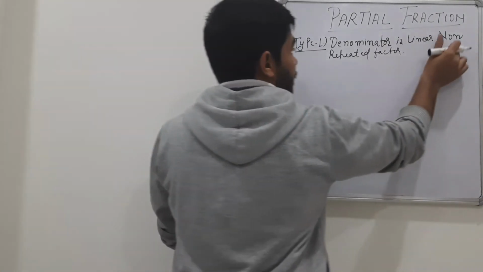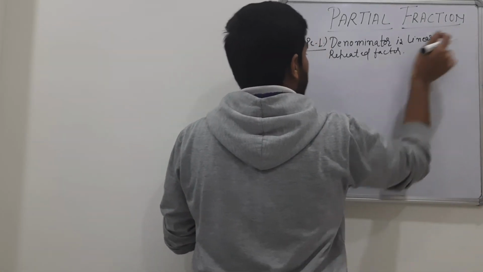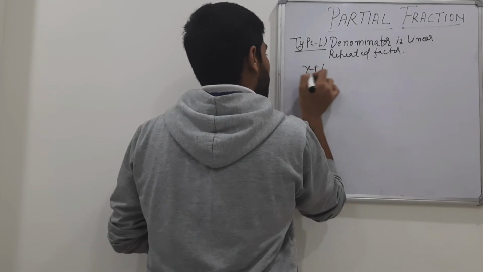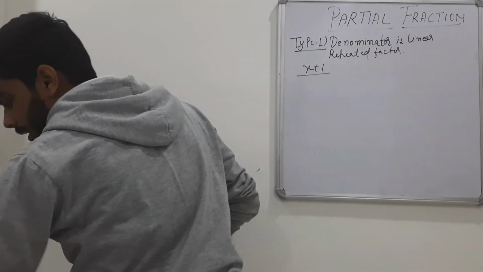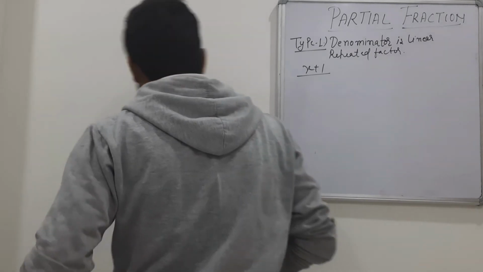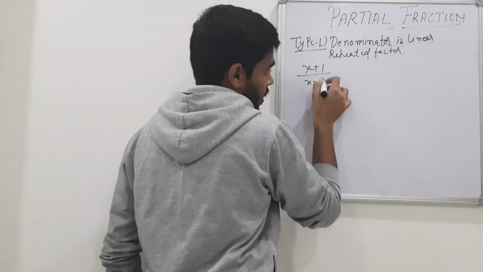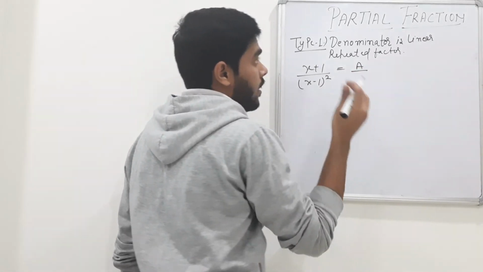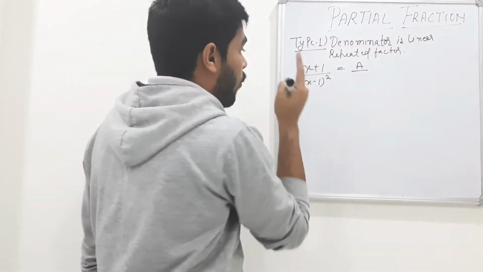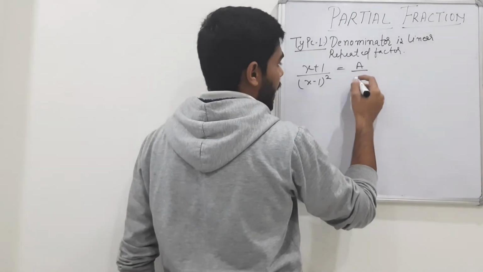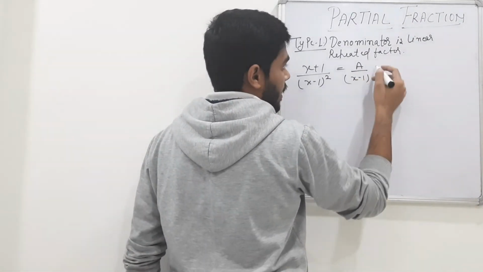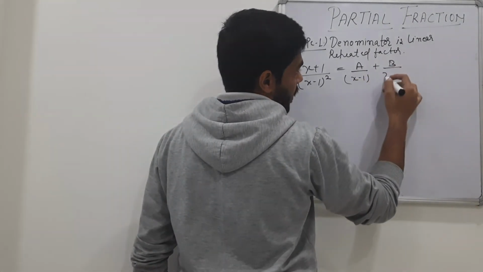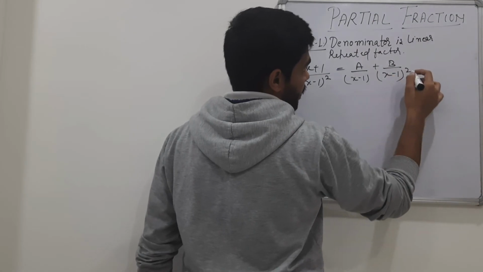The second type is repeated factors. So the question is x plus 1 upon x minus 1 whole square. In this, the representation in the form of partial fraction is a upon x minus 1 plus b upon x minus 1 whole square.